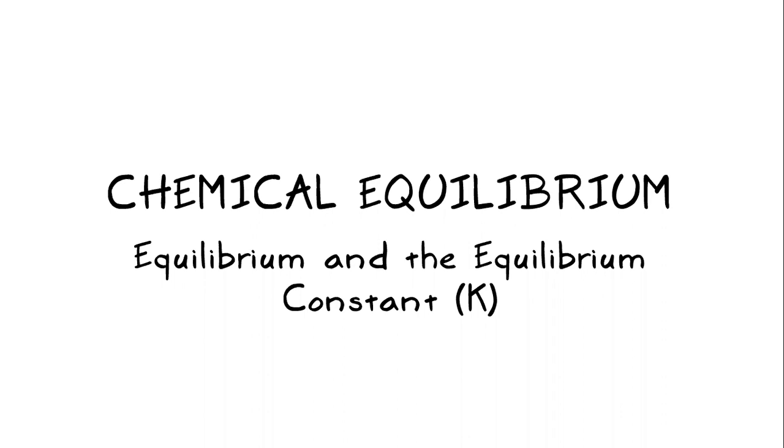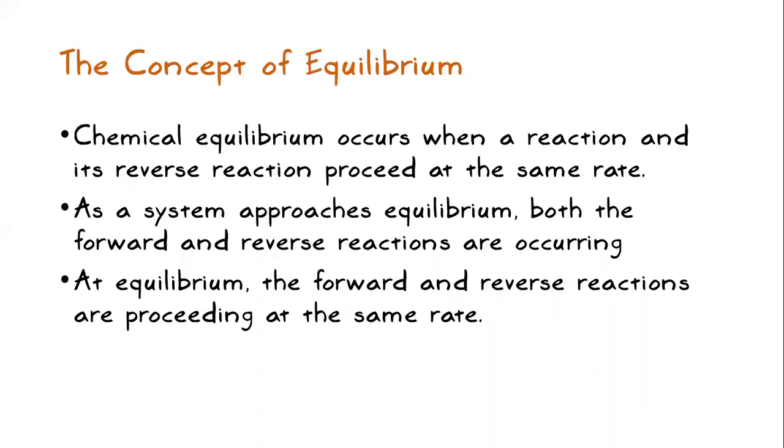Okay. Now let's move to the concept of equilibrium. So we say chemical equilibrium has occurred when a reaction and its reverse reaction proceed at the same rate. So as a system approaches equilibrium, both the forward and the reverse reactions are occurring at the same time. And then when the system reaches equilibrium, the forward and reverse reactions are proceeding at the same rate.